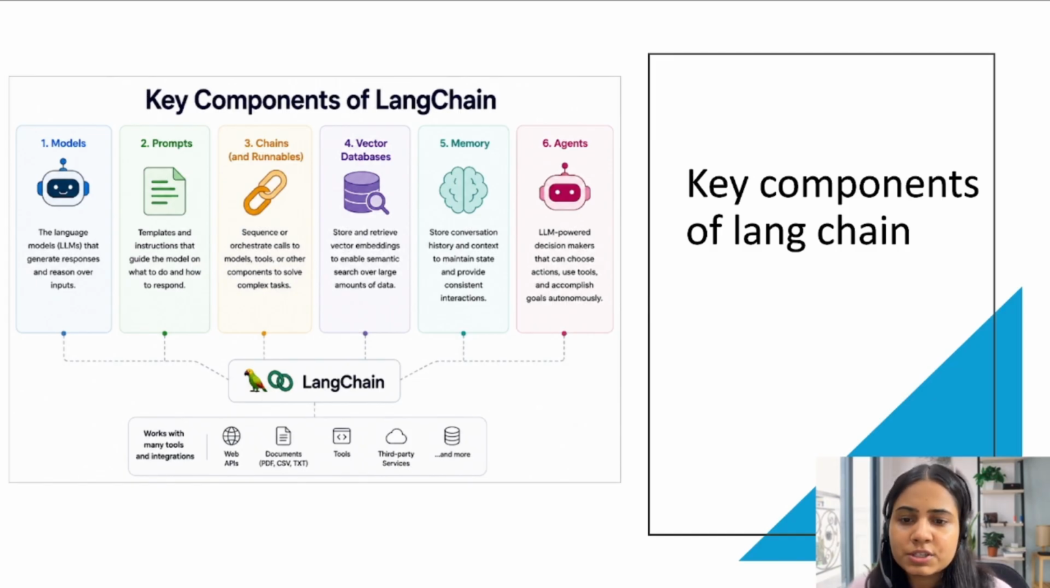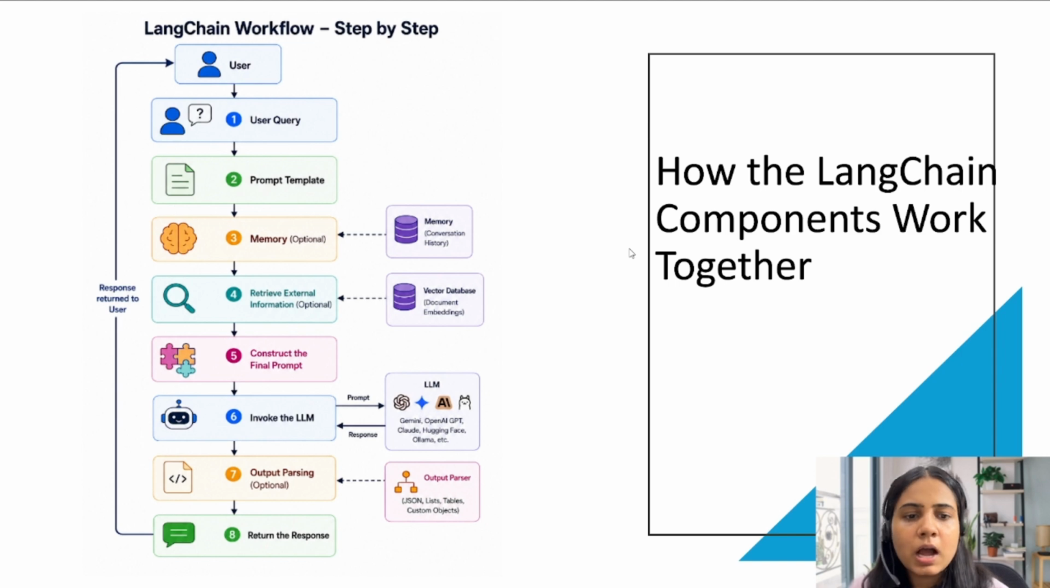So the next question is, how are they going to collaborate with each other, or how are they collaborating to process a user request? What is the prompt we are sending, and how is it going to collaborate over here? So we are going to understand how the LangChain components work together.